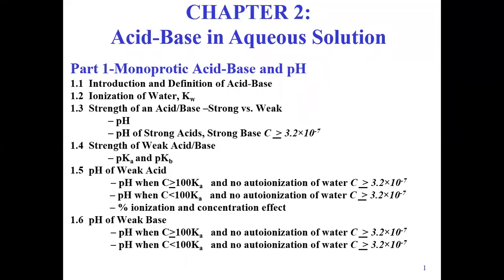And the order is slightly different from what you have in the textbook. Okay, so I do want you to pay attention to the order. In the end, everything that's in the text will be discussed, but the order is slightly different. The first part of the section, I will only look at monoprotic acids and bases and their pHs, which is not going to include the autoionization of water in the equation.